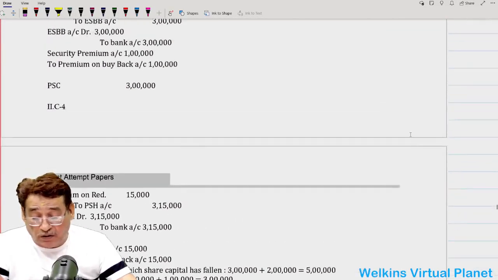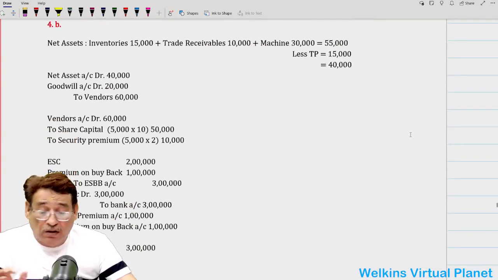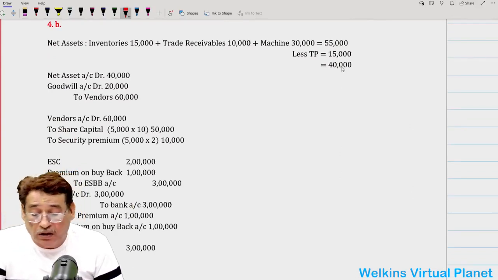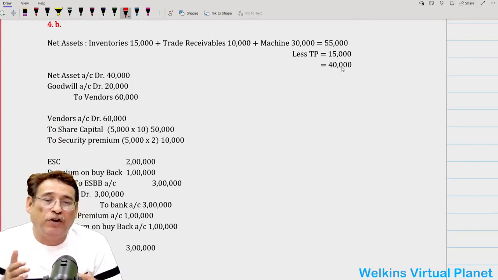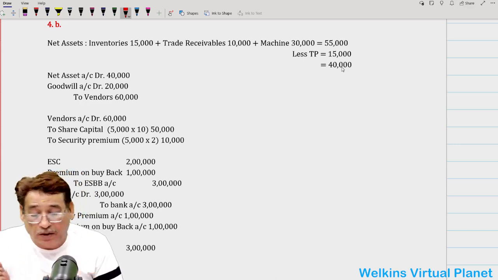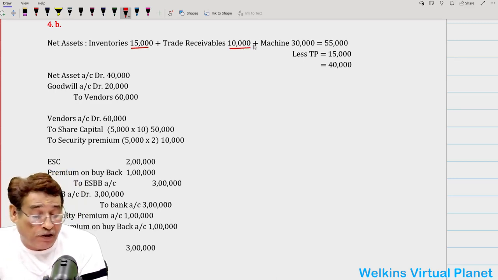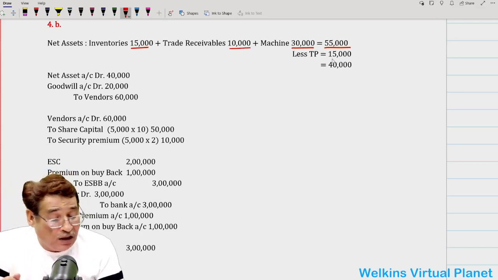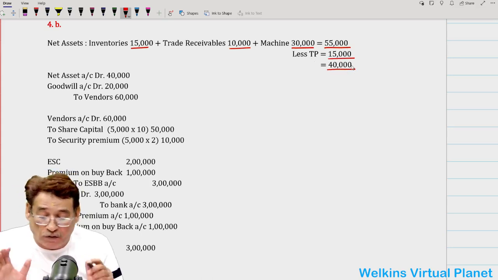See here, in this particular question, 2-3 points are very vital. The last point when we were studying was with respect to net assets. We purchased a business for ₹60,000 and we told them we are going to issue shares of ₹10 each at 20% premium. First of all, the net assets which we acquired: inventory is 15,000, trade receivable 10,000, machine 30,000. Total assets is equal to 55,000. Less trade payable 15,000. So net assets which we acquired is equal to 40,000.